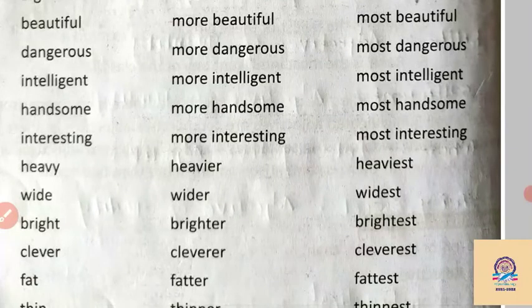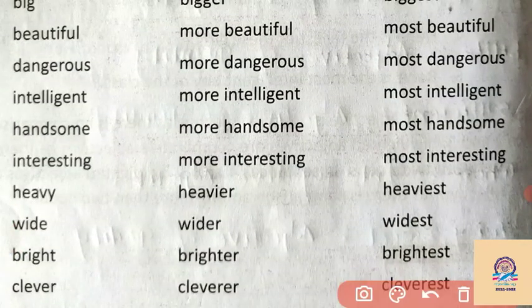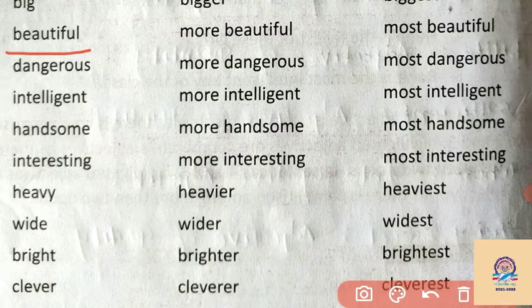When we have two syllables, at that time we have to add more before the positive and most before the superlative adjective, like beauty and full. There are two parts here. We have two different words, beauty and full. When we join these two syllables, then we have one single word, beautiful. So here we have the two syllables beauty and full.